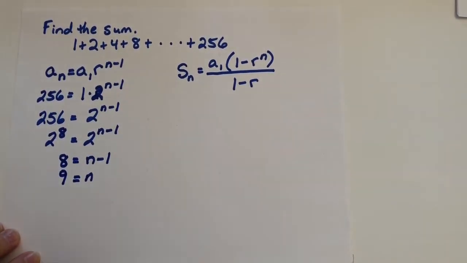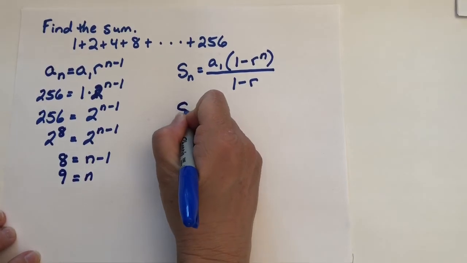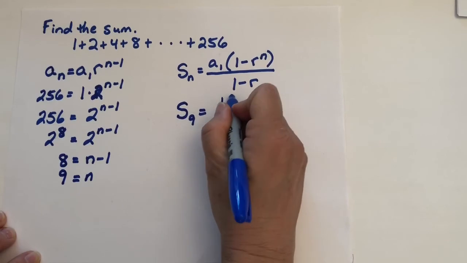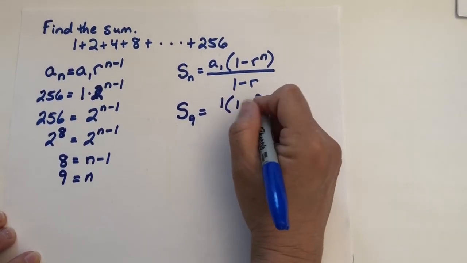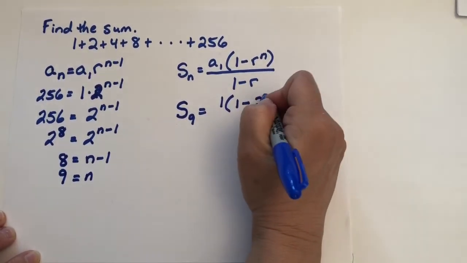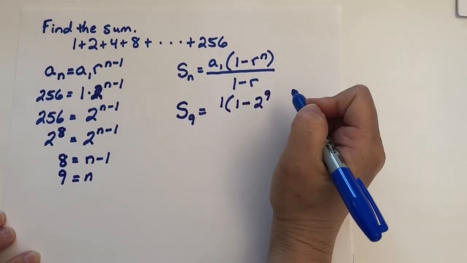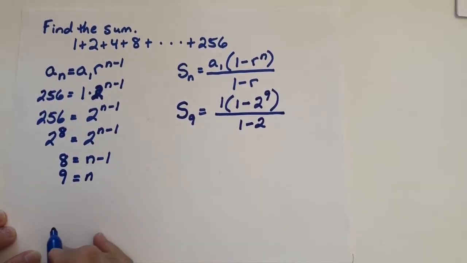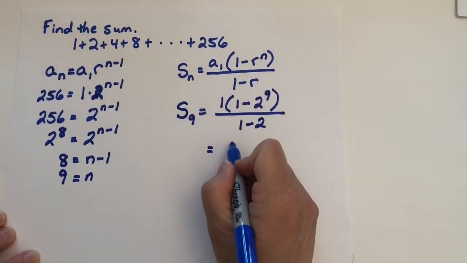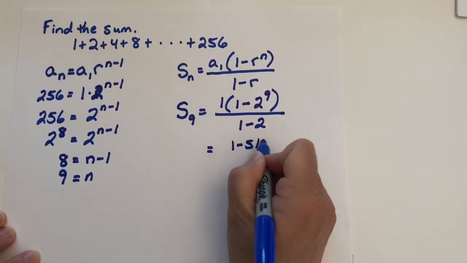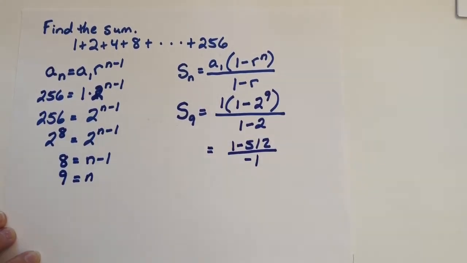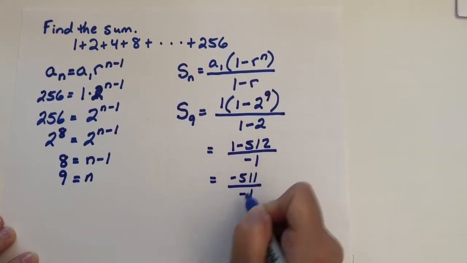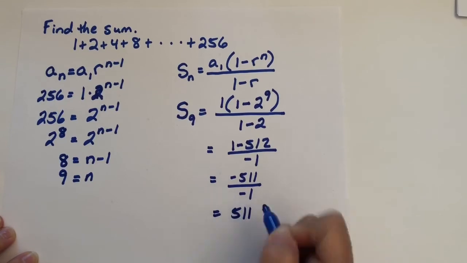So now we can use our formula. The sum of the first 9 terms is equal to the first term times 1 minus r to the 9th power divided by 1 minus r. So we have 1 minus 512 over negative 1. Continue simplifying. And we have 511 as our sum.